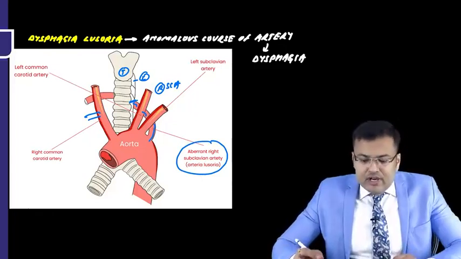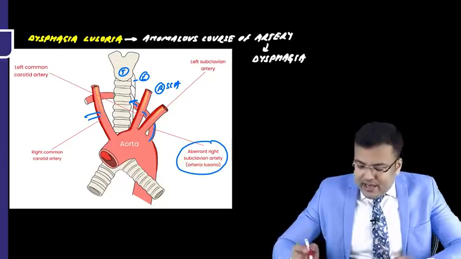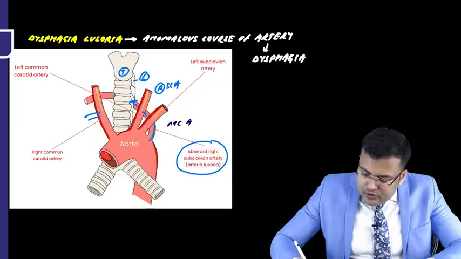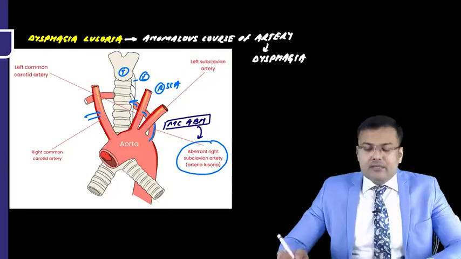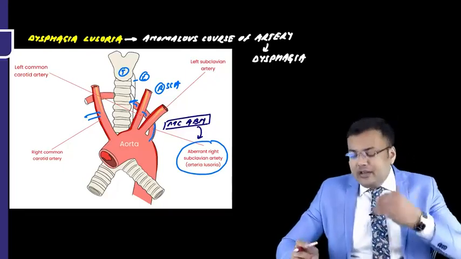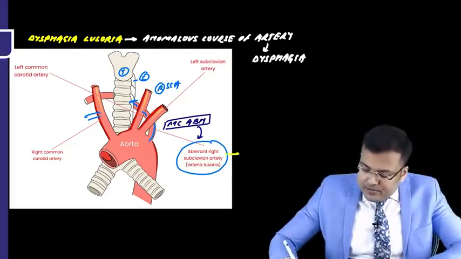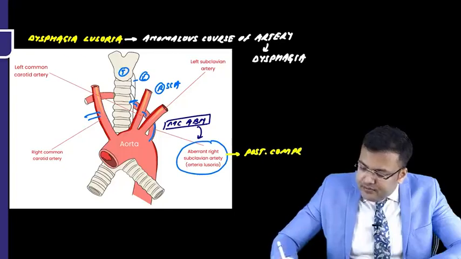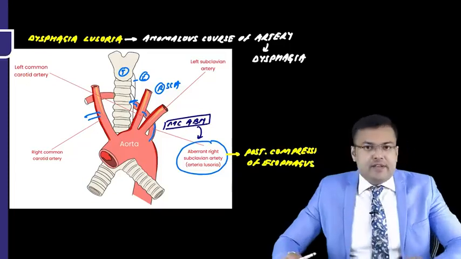So in dysphagia lusoria, what is the most common abnormality? Aberrant right subclavian artery, which arises from the arch of aorta, and it leads to posterior compression of the esophagus. So this is dysphagia lusoria. Clear?